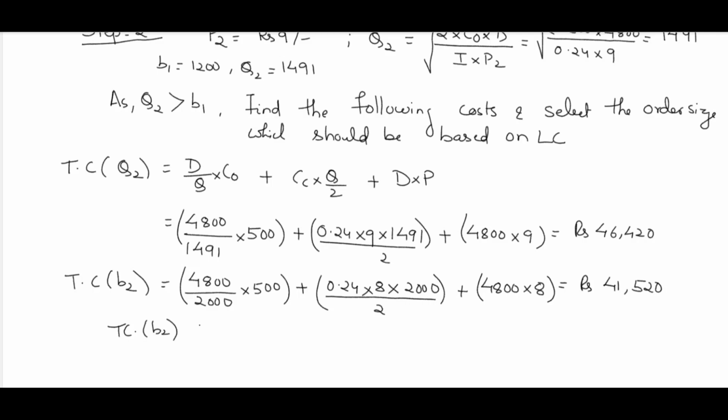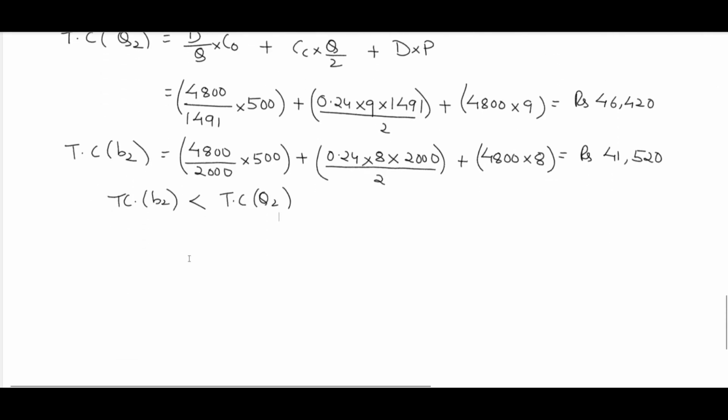So you can see that the total cost for B2 is less than the total cost for Q2. So what is the optimum size in this case? Optimum size is our B2, not Q2. Therefore, as the total cost for B2 is less than this much, the optimal order size is 2000.